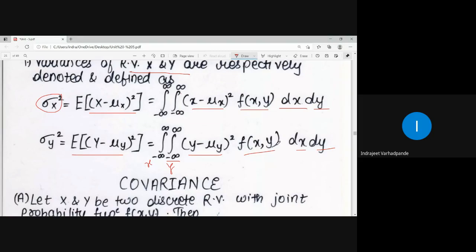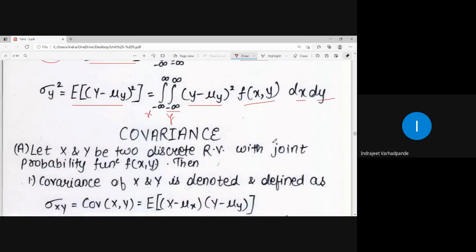So we have talked about the mathematical expectation for random variable x, mathematical expectation for random variable y, variance for random variable x, variance for random variable y in both situations. One situation is discrete random variable, the other is continuous random variable. One additional term is associated here whenever we talk about the joint probability function, that is called covariance.